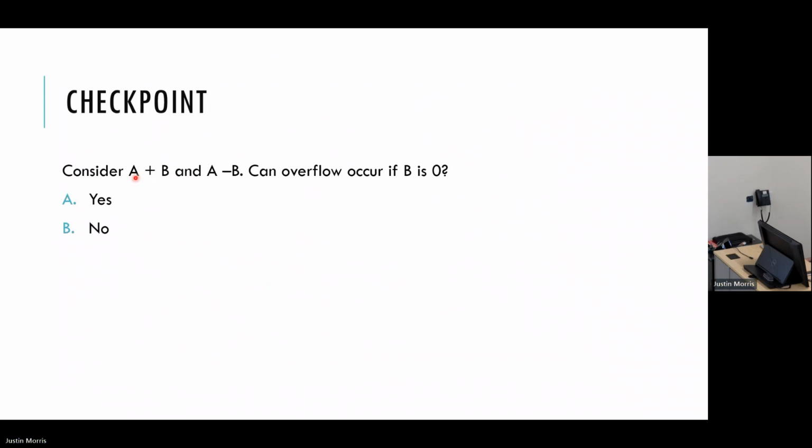Because A doesn't change. In either of these cases, A doesn't change. So A is already able to be represented by the current bit width or whatever the representation is. So it's not going to change, because you're adding 0 or subtracting 0. The result just becomes A. So that's why overflow cannot occur.